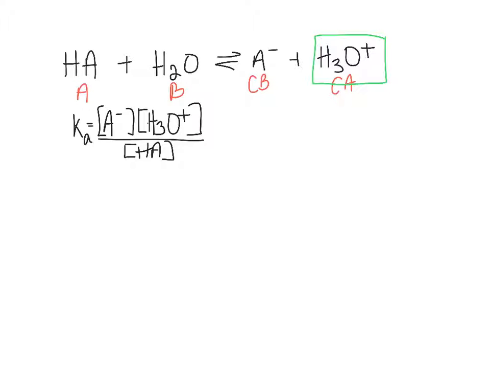The strongest acid is on the left, so it forces the reaction to the right. So if you produce H3O plus, it means you're dealing with an equilibrium of an acid.